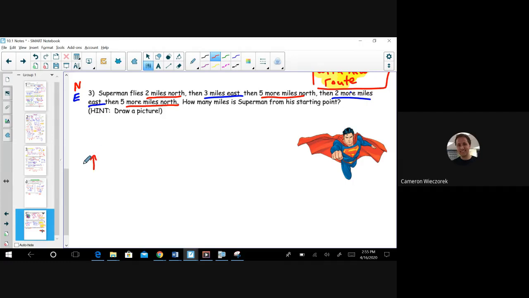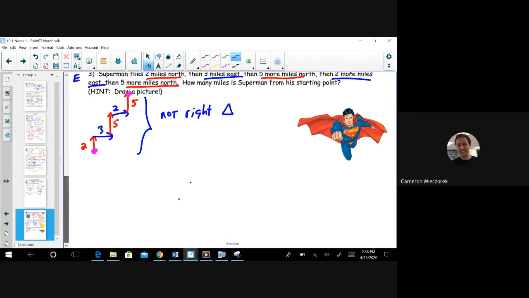He goes 2 north, and then he goes 3 east, and then he goes 5 more north, and then he goes 2 more east, and then, it's like a staircase. He keeps going more and more. And we want to know by the end of his path, how far is he from his starting point? So what's the distance between those pink dots? Well, this is not a right triangle, clearly. But here's what we can do. We can actually make a right triangle out of this by just collecting all the red numbers together and collecting all the blue numbers together. And then we can make our own triangle.